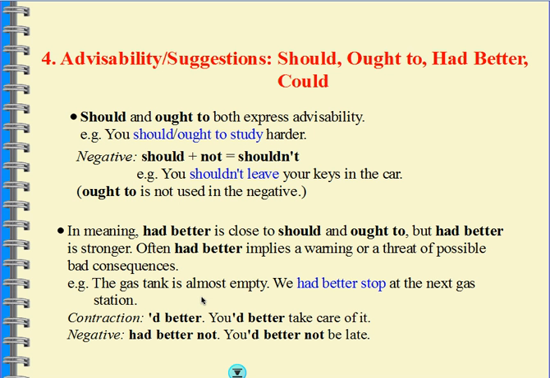The contraction form of had better is 'd better. You'd better take care of it. The negative form is had better not. You'd better not be late.